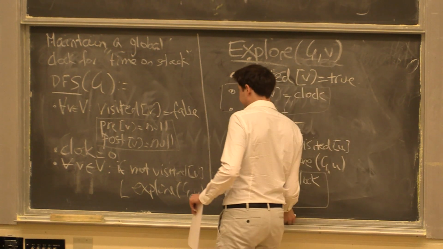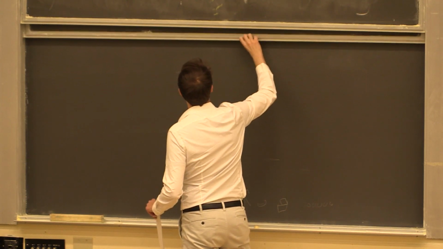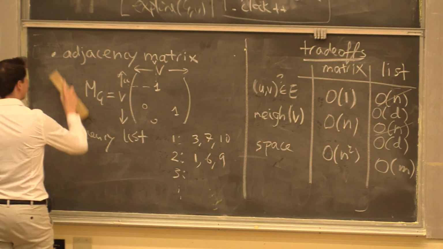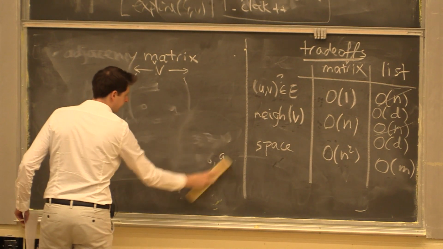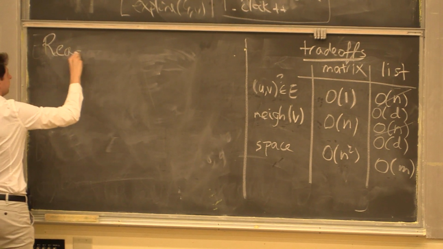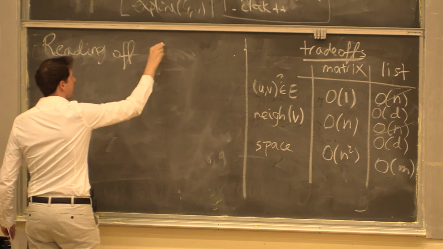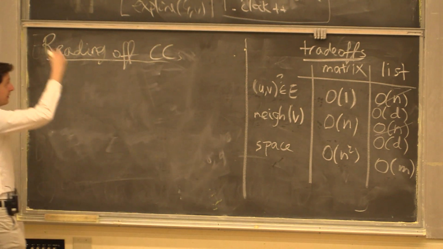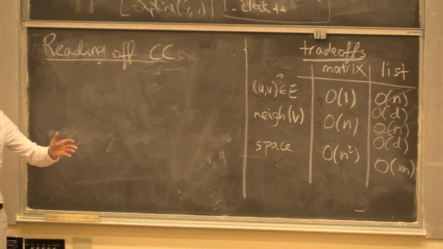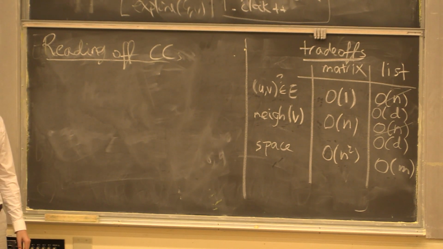So let me put this up. Let's say reading off connected components. What does it mean? I ran this algorithm. It took linear time. Now I have these arrays of pre and post for every vertex. My question was, what are the connected components? I didn't specifically tailor my bookkeeping for connected components. I want to infer it from this information.